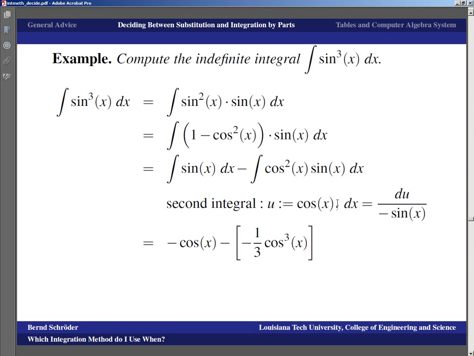These are the kinds of pieces that are skipped in advanced texts, and you don't want that stuff to trip you up. So it's best to train yourself right away to fill in the gaps. And of course, there's got to be a plus c here at the end, and then if we clean that up, we get negative cosine x, minus minus is plus, so plus 1/3 cosine cubed x plus c. And if you want to double check that, you can go ahead and take the derivative. Again, paper, pencil, work it out.